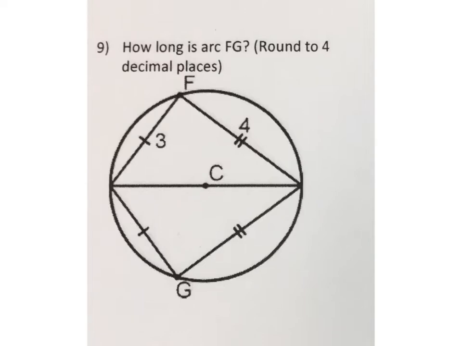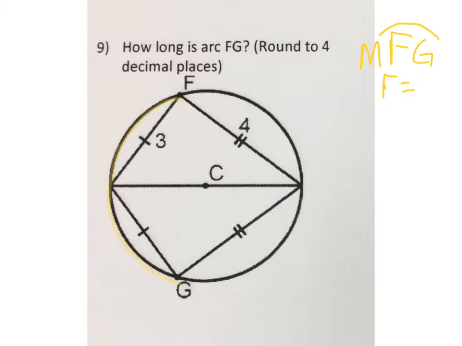Okay, for number 9 here, we want to figure out what the length of this arc happens to be. How far is it all the way around from F to G? So in order to figure that out, I need to know two things. I need to know the measure of the arc from F to G, and I need to know the radius. Then I can apply the proportion in order to figure out what that arc length is.